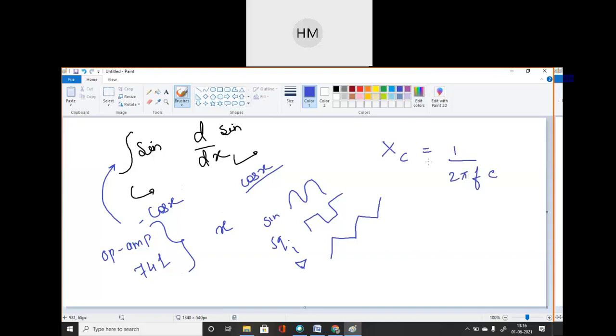Screen is visible to all, I think. So XC is 1/2 pi FC. Here 2 pi is constant, and C value for a particular circuit is constant, like I can take 0.01 microfarad. So XC varies with respect to frequency F. As frequency increases, capacitive reactance decreases. Is it right or not, Sunu?